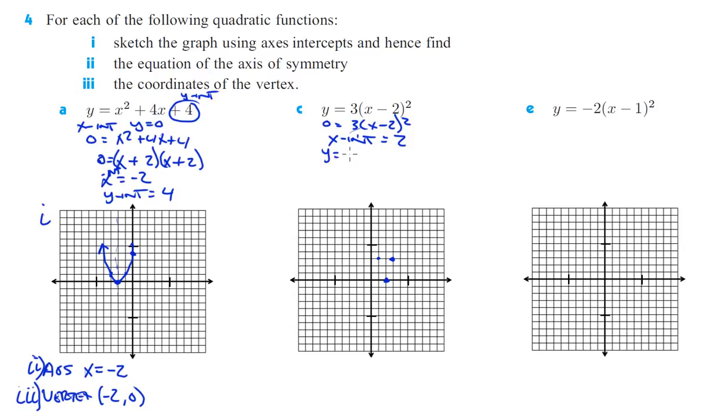So it's going to be y equals 3 times 0 minus 2 squared, right? So it's going to be y equals 3 times negative 2 squared, which is 4. So the y-intercept is at 12. So it's going to be about up here. Okay, so again, we're just sketching.